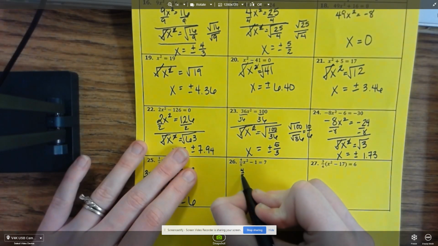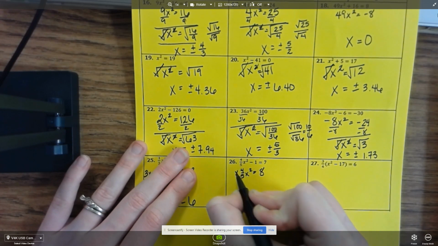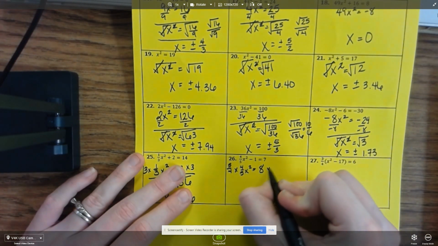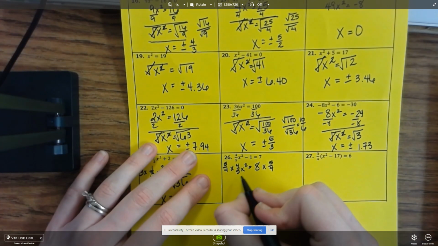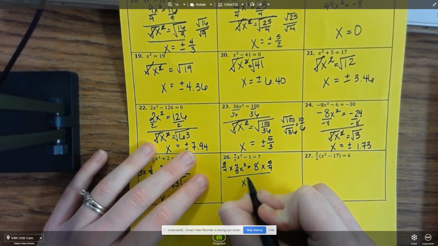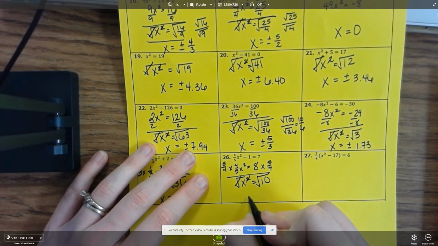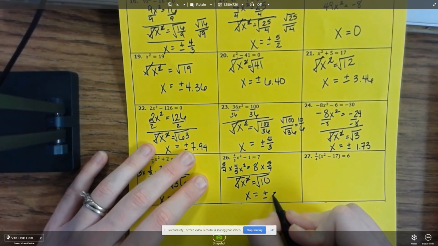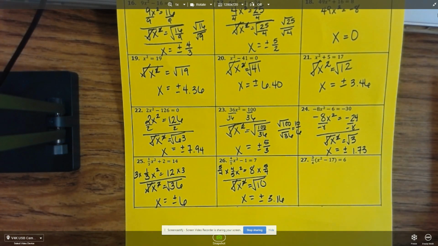And then for this one, 4/5 x squared equals 8. So 4/5, this one you would multiply by 5/4. You always flip your fraction. When you're trying to get rid of a fraction, you always flip it on its head. And so 8 times 5/4 is going to give me a 10. So I would have x squared equals 10. We square root both sides. So x equals positive negative 3.16.